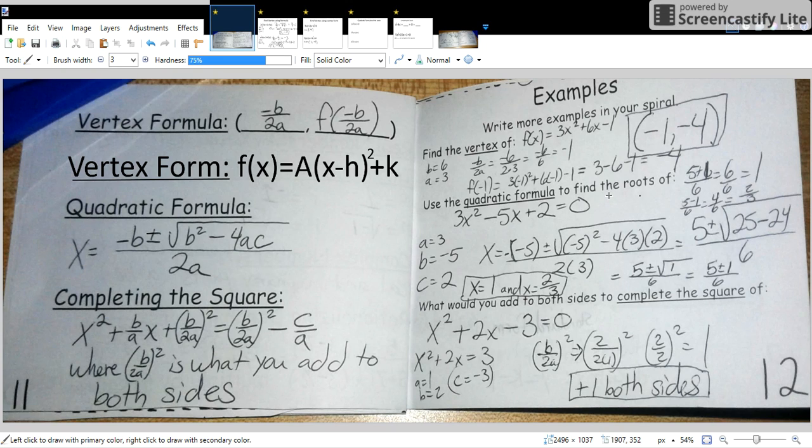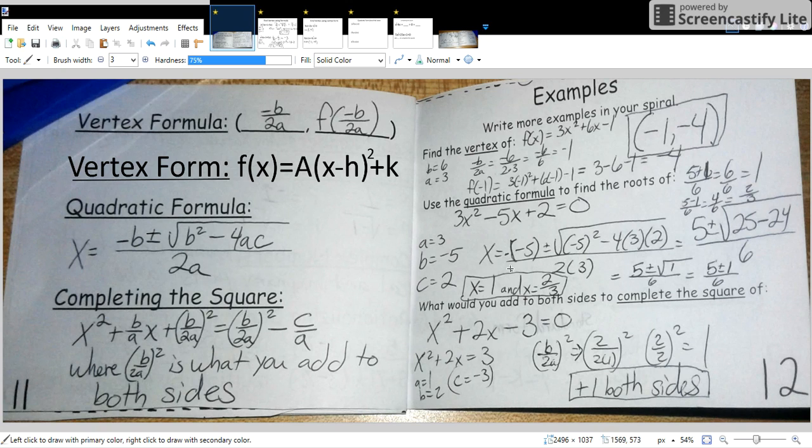Now again, when you're finding the roots, you're setting f of x equal to 0. So first you're going to identify what a, b, and c are. So in this case, we do need to know all three letters. So a is 3, b is negative 5, and c is 2. So we'll plug it into the equation. So we have x equals negative 5 plus or minus the square root of parentheses negative 5 squared minus 4 times 3 times 2 all over 2 times 3.